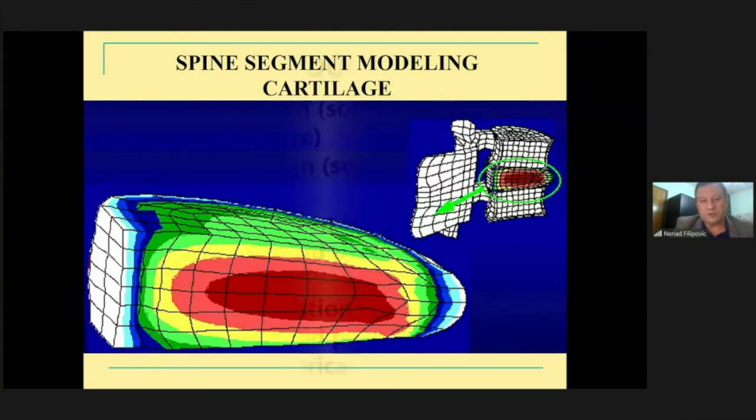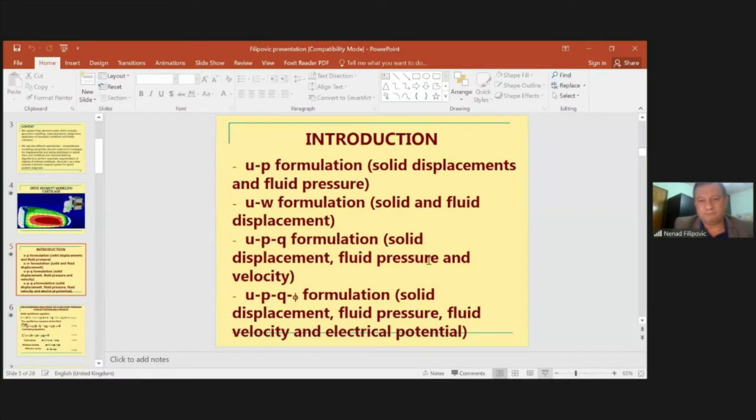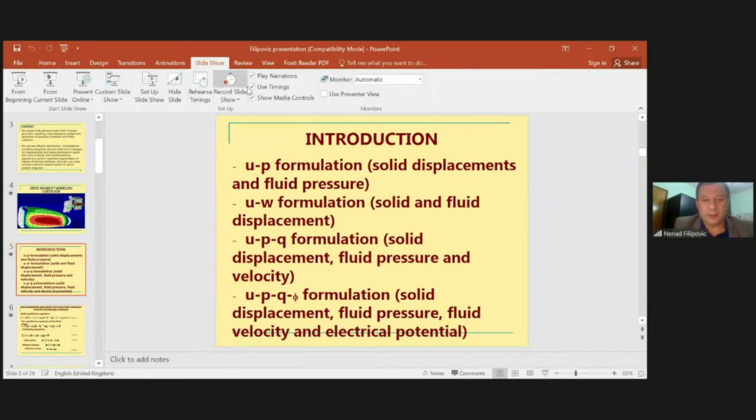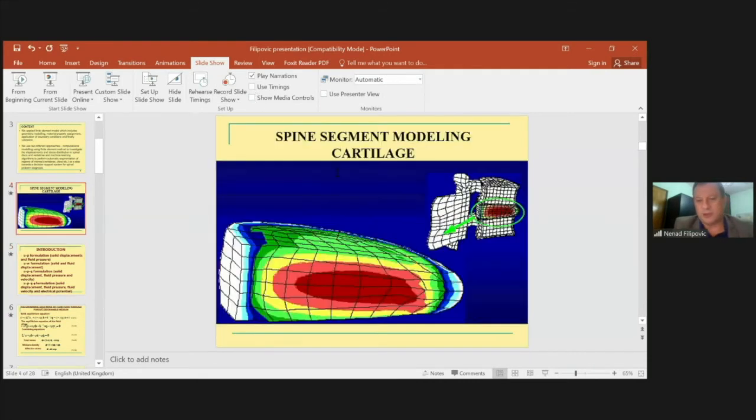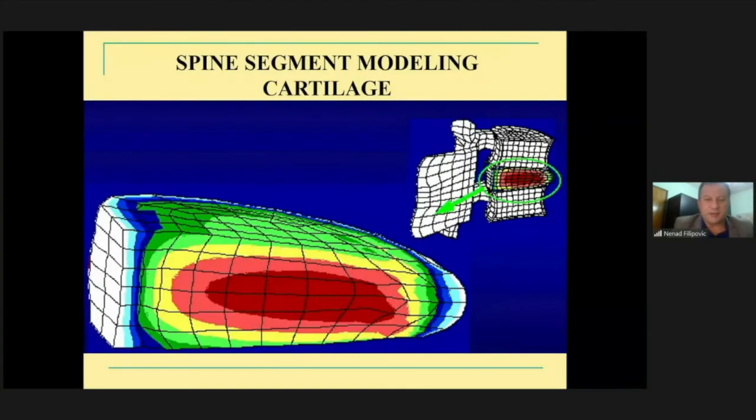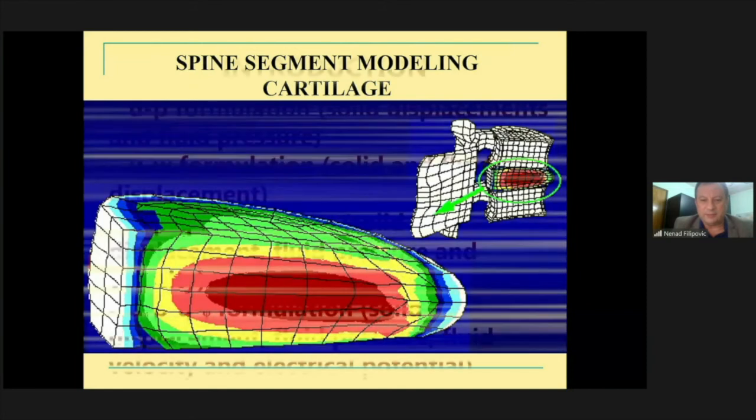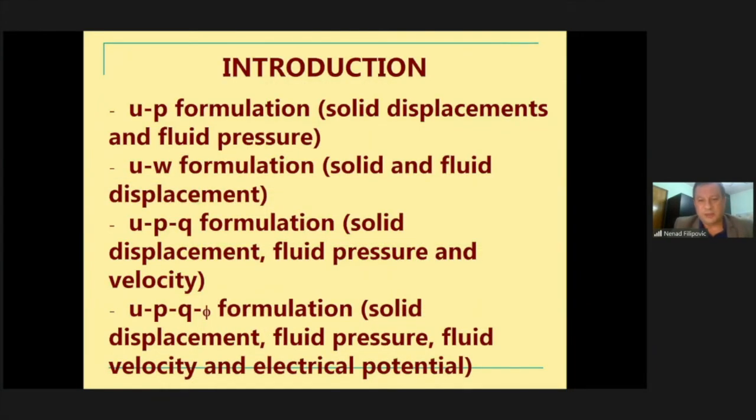So when we focus on the spine segment, we focus pretty much on the disc and spine segment with the cartilage. And this is actually very important to understand what is the physics inside each cartilage and spine segment and vertebra. And we make some kind of formulation with solid displacement and fluid pressure, and formulation with the solid and fluid displacement for each finite element, the part of the problem. And also we have solid displacement, fluid pressure, and velocity, and formulation with fluid pressure, fluid velocity, and electrical potential, which is actually inside the cartilage and inside the domain of the space for the finite element simulation.